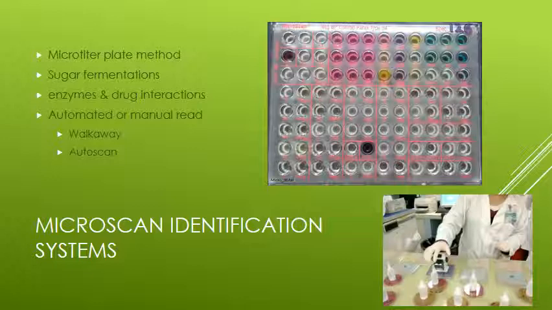Obviously, we still have our routine identification plates. The MicroScan identification system is probably one of the most widely used automated identification systems, and it's very simple. It uses a microtiter plate method, very simple. It just takes all of the reactions that we do, the big tube reactions, all of those reactions, shrinks them down into a microtiter plate.